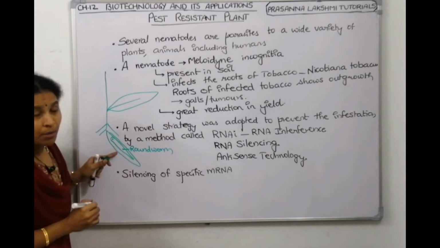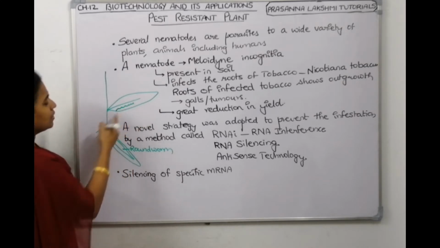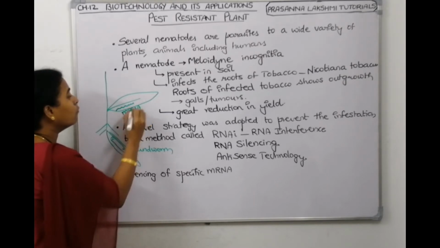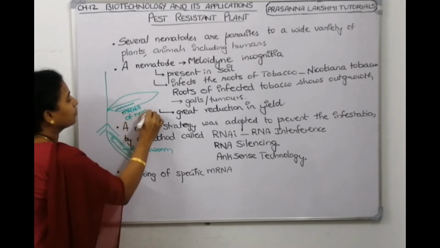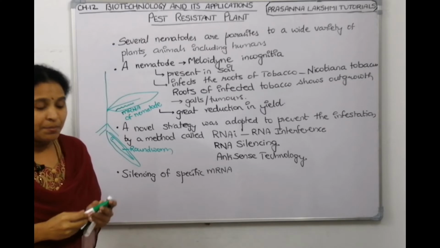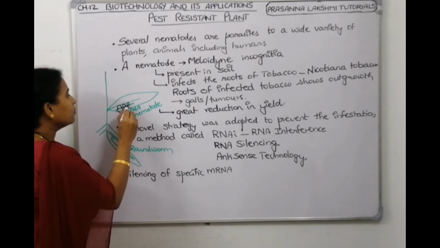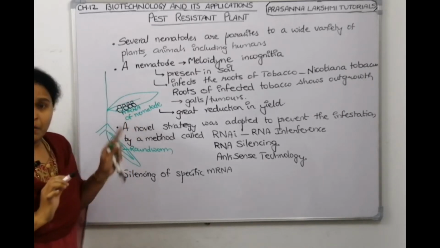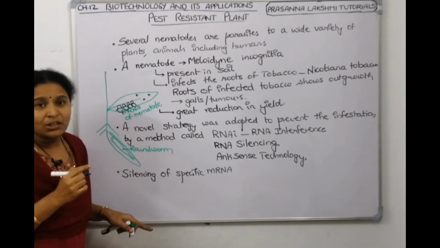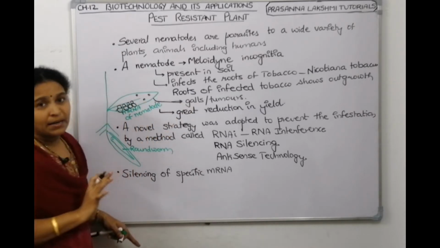Then this roundworm, Meloidogyne incognita, will produce its mRNA. This worm has made its RNA. So this is the mRNA of whom? The mRNA of the nematode. When this mRNA of the nematode goes and binds to ribosomes, protein synthesis will happen. When protein synthesis happens, toxic proteins are made. Then the toxic proteins cause tumors or galls for the plant.